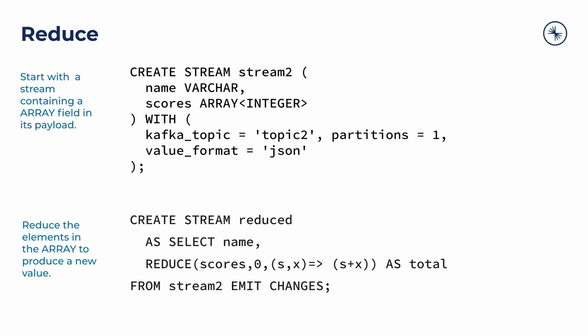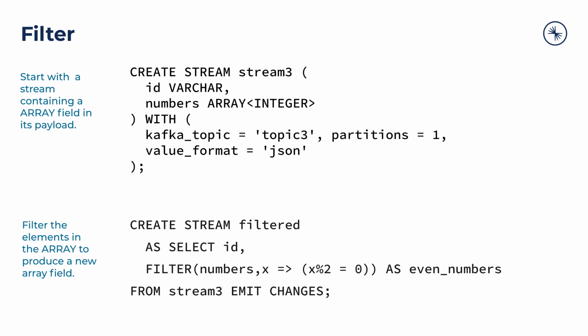Reduce will take all of the elements of an array or map and produce a single result based on the lambda expression. For an array, the lambda will take two arguments, the array element and an accumulator. For a map, the lambda will take three arguments, the key, value, and an accumulator.